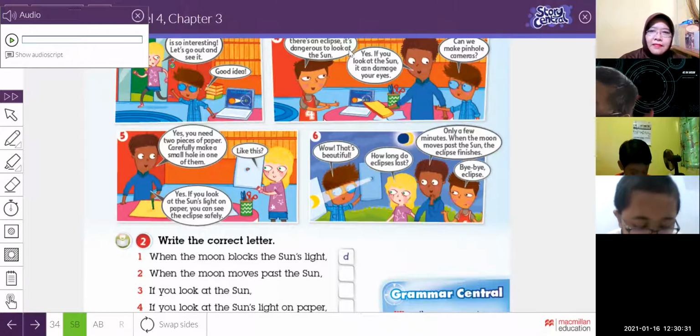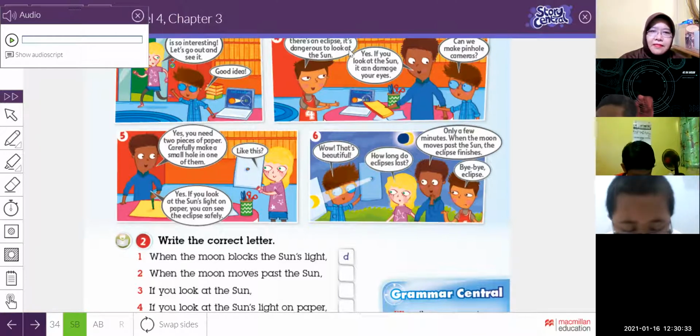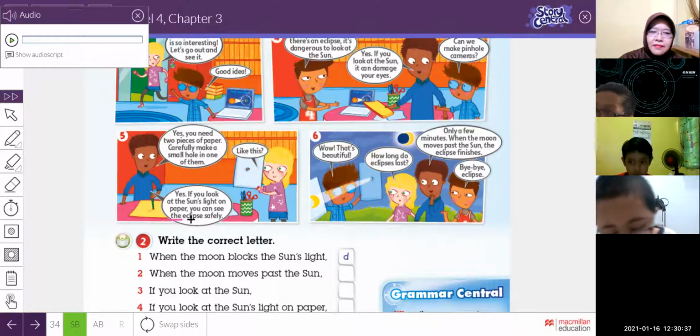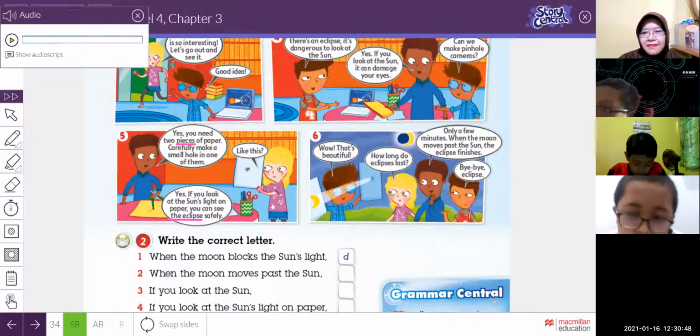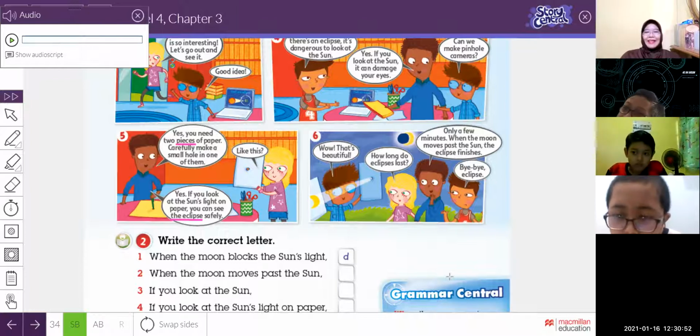Wow, that's beautiful. How long do eclipses last? Only a few minutes. When the moon moves past the sun, the eclipse finishes. Bye-bye, eclipse.